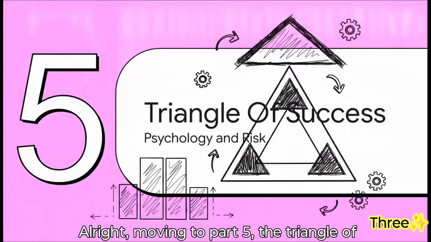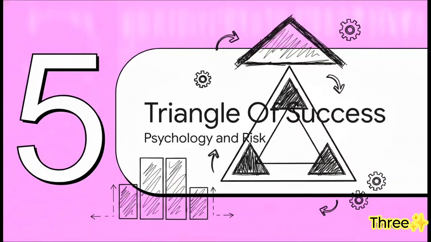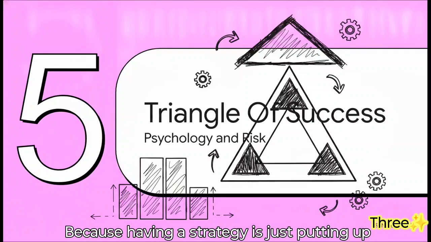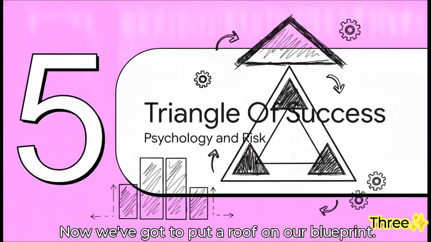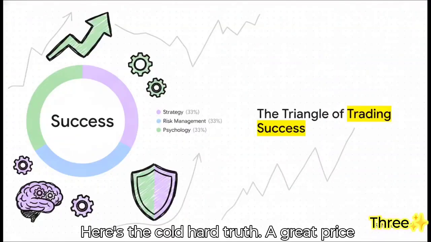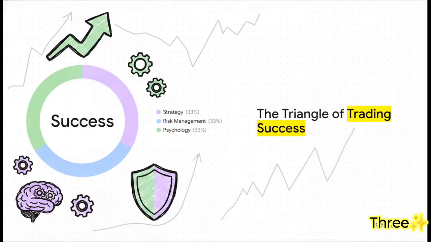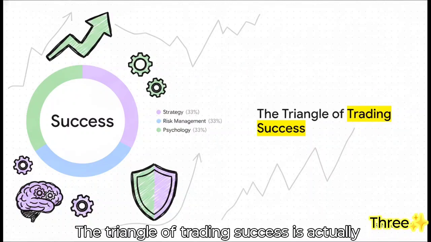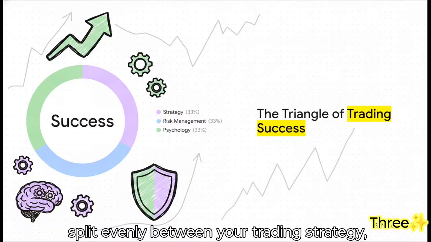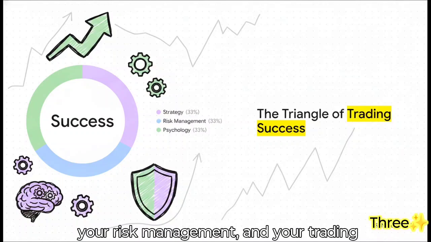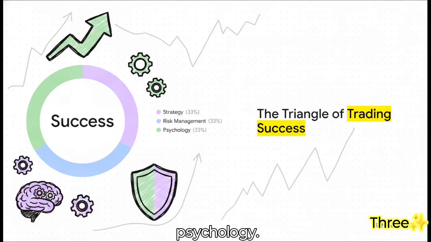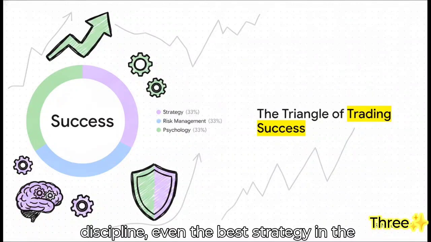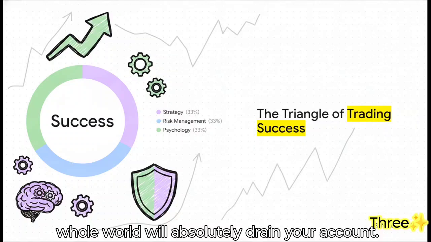All right, moving to part 5, the triangle of success, covering psychology and risk. Because having a strategy is just putting up the walls. Now we've got to put a roof on our blueprint. Here's the cold, hard truth. A great price action strategy is only 1/3 of the battle. The triangle of trading success is actually split evenly between your trading strategy, your risk management, and your trading psychology. Without strict risk management and rock-solid discipline, even the best strategy in the whole world will absolutely drain your account.